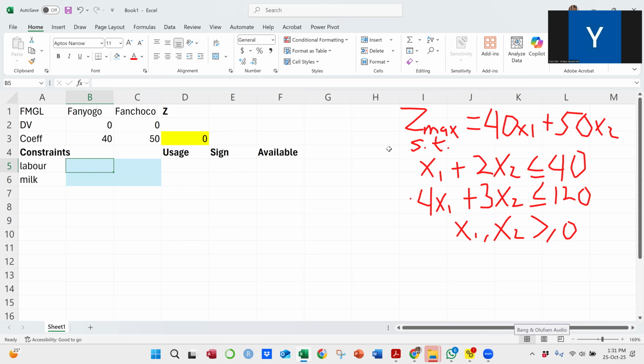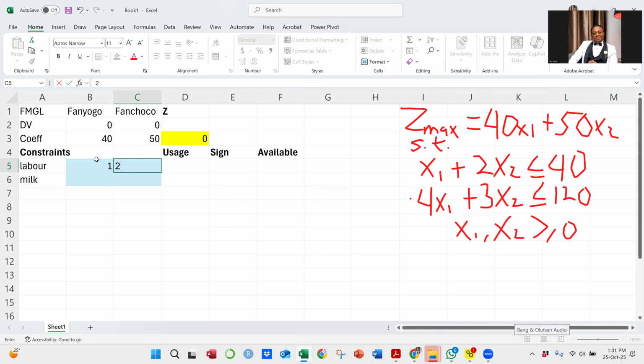1. And that 1 is under Fan Yogo. So you type 1. The next one is 2, for Fan Trickle. Then when you go to the milk, the first one is 4 and the next one is 3. That's nice. Now go to the available column and type the actual available value. What is available labor? 40. So you type 40. Below that, what is available milk? 120. You type that as well.